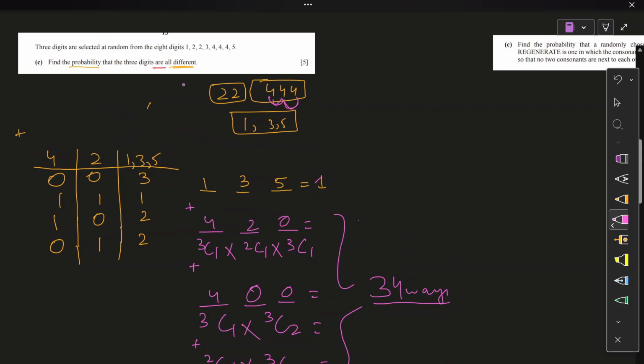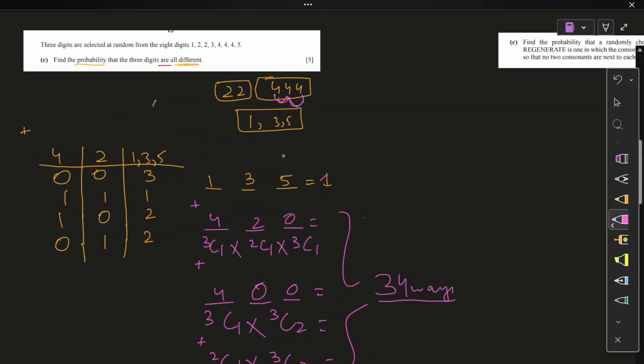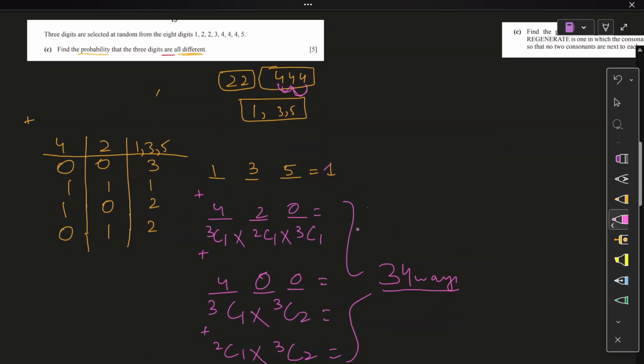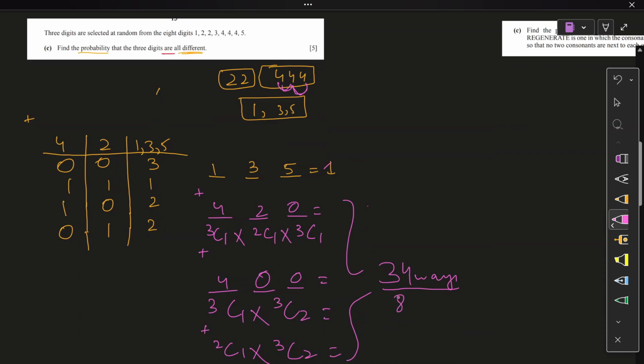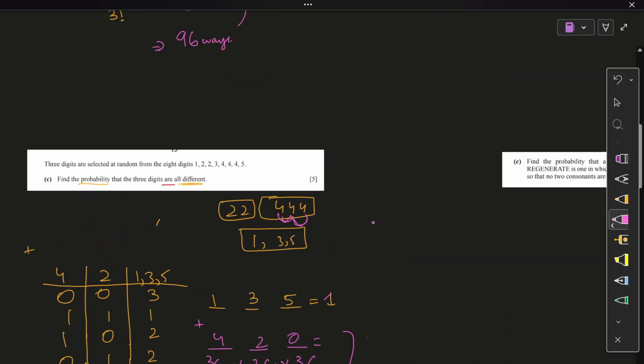This is just your numerator. The denominator will be all the possible outcomes, right? Normal probability is all the possible outcomes. That is 8 letters, out of which any 3 are being selected, and that gives you your probability. 34 divided by 8C3 is 17 over 28. I hope that is clear to you people. 17 over 28 is our answer.